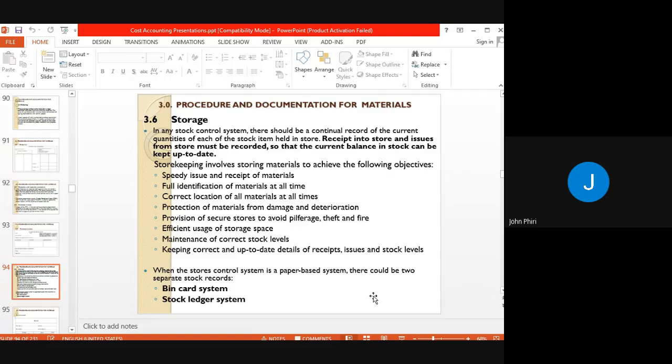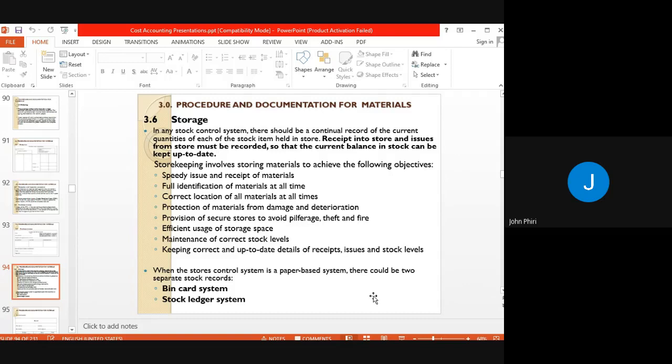Then you want to have efficient usage of storage space. And it's important that you maintain correct stock levels, and always update your system. You update your receipts, issues, and stock levels. Some companies do it on a weekly basis. Others do it monthly, actually.